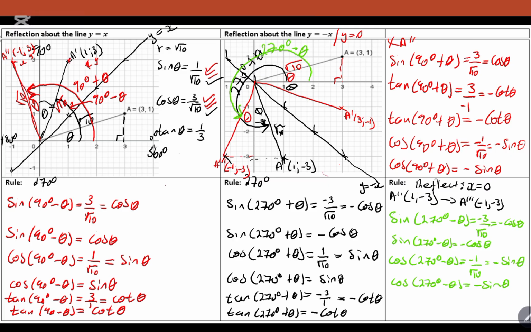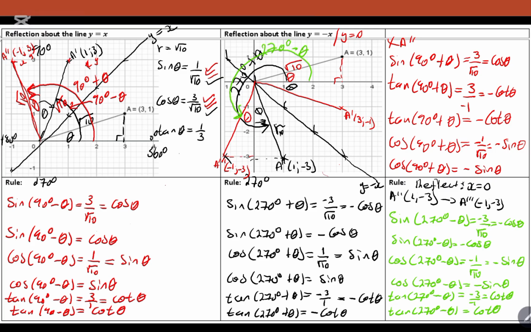And lastly, we are looking at the tangent. So this will be tan of 270 degrees minus theta. This is equal to opposite over adjacent, that is negative 3 over negative 1, that is the same as 3. And now 3 is just the reciprocal of tan, so that is cot theta. So we know that tan of 270 degrees minus theta is equal to cot theta.